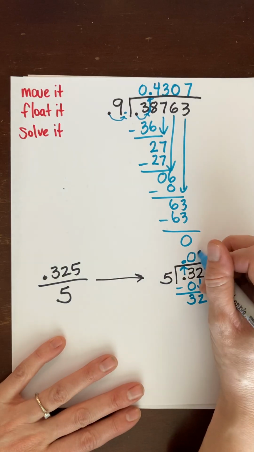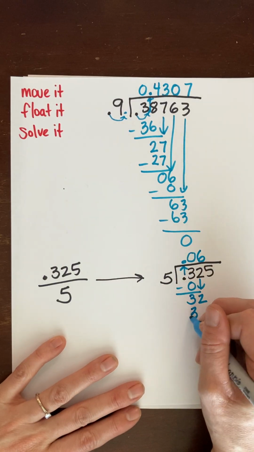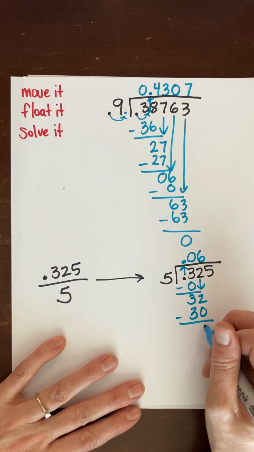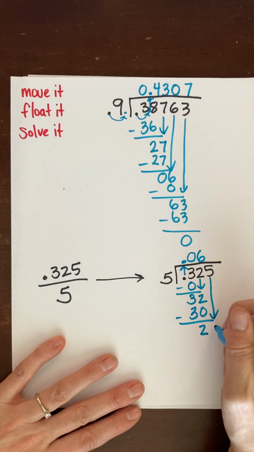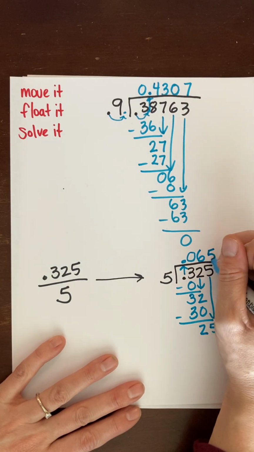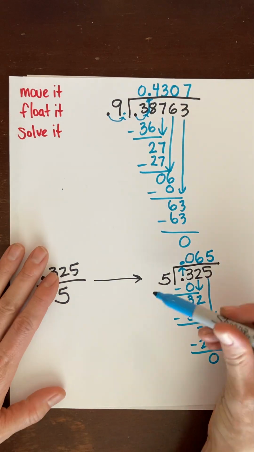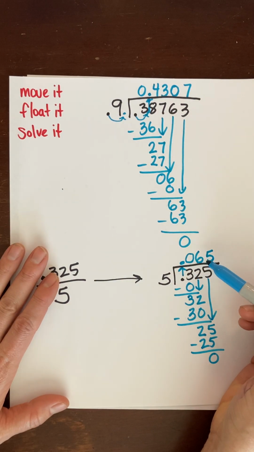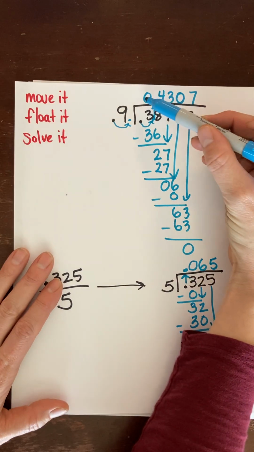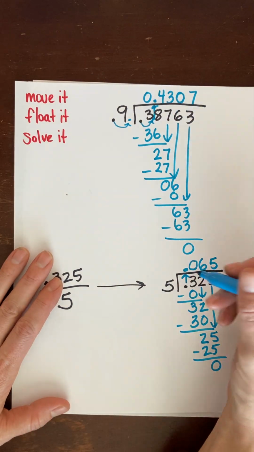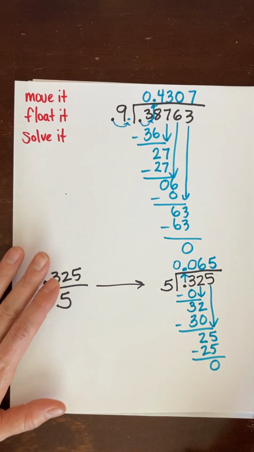5 into 32 goes 6 times. 6 times 5 is 30. 2 minus 0 is 2. 5 into 25 is 5. 5 times 5. So the answer is 0.065. You notice this answer had a 0 in front, and the earlier one does not. It's okay. A leading 0 does not change the value of the number.